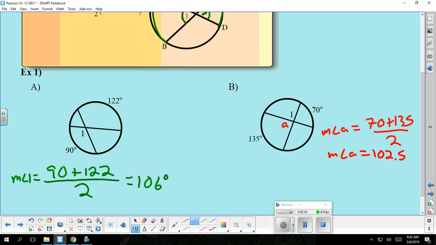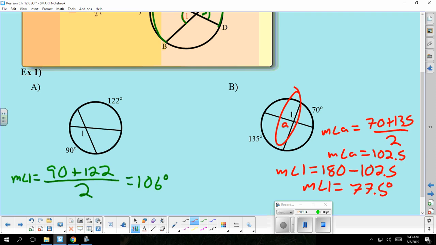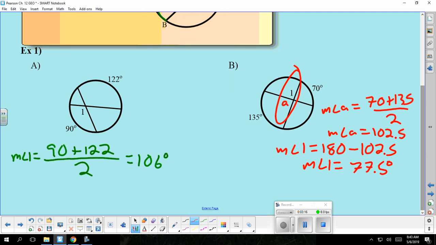So that's not what it asks. I can figure out the measure of angle 1 because these guys are a linear pair. So whenever I see a pair of vertical angles, there are also linear pairs we can solve too. So the measure of angle 1, since linear pairs are supplementary, is 180 minus 102.5. So the measure of angle 1 is 77.5 degrees. Questions on that item? Next.